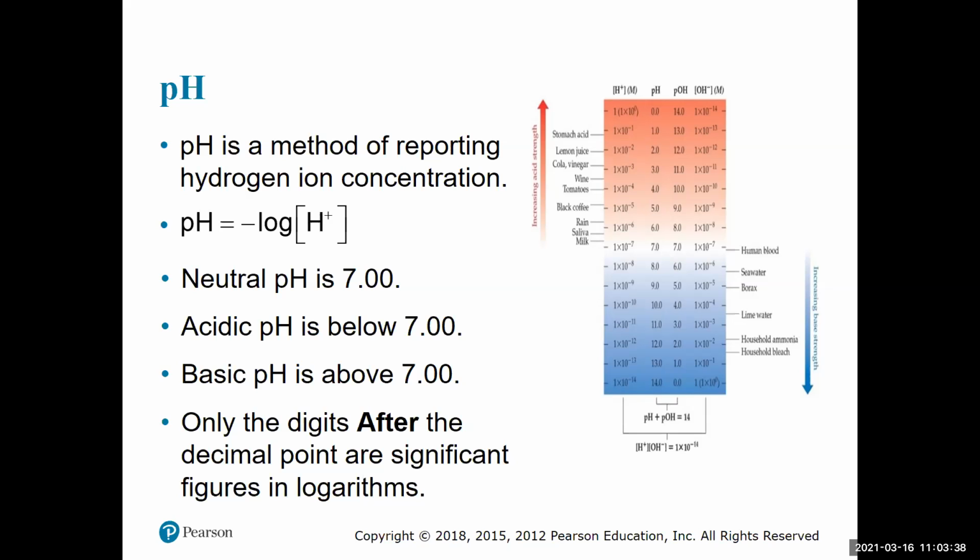You see some others on there. There's lemon juice, cola, vinegar. Vinegar, that's dilute acetic acid. I think you've used that in some of the labs. I know last semester we did a titration with that. And you see some other things listed there.